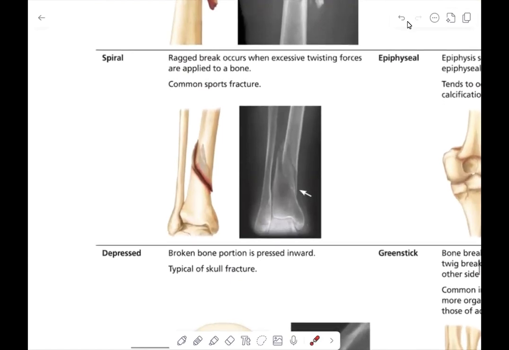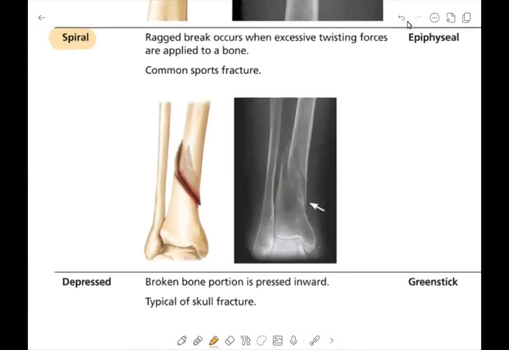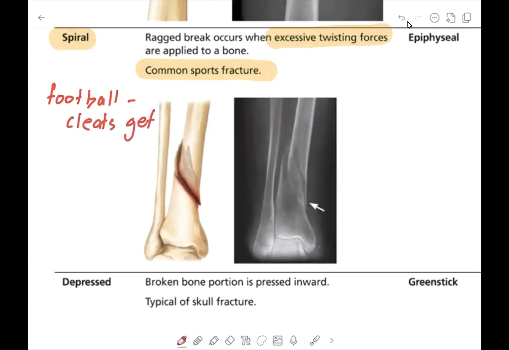The third one is called a spiral fracture, where the ragged break occurs when there's excessive twisting forces, and it's a common sports fracture. So one example is a football injury where the cleats get stuck in the astroturf. So unfortunately, the football player continues, but their foot stays stuck in the astroturf.